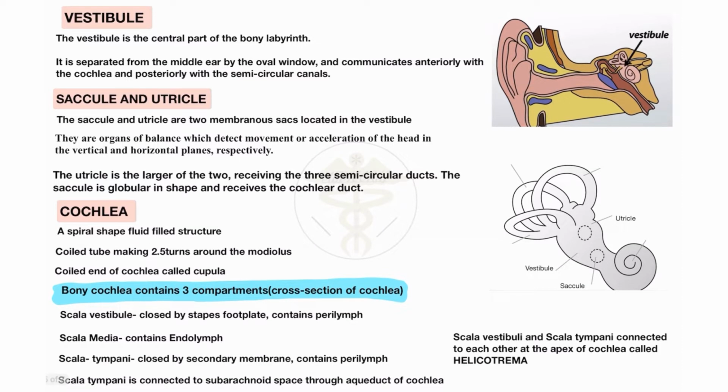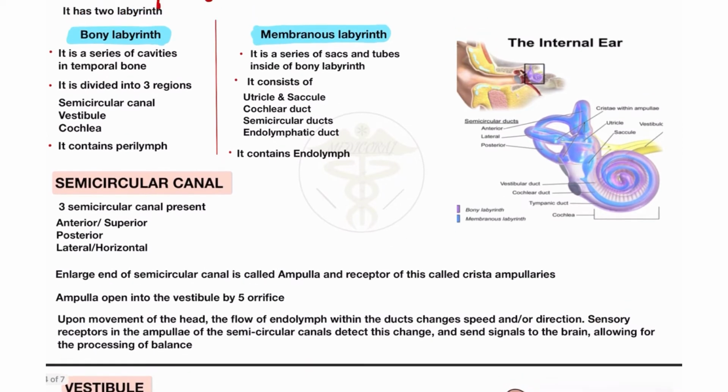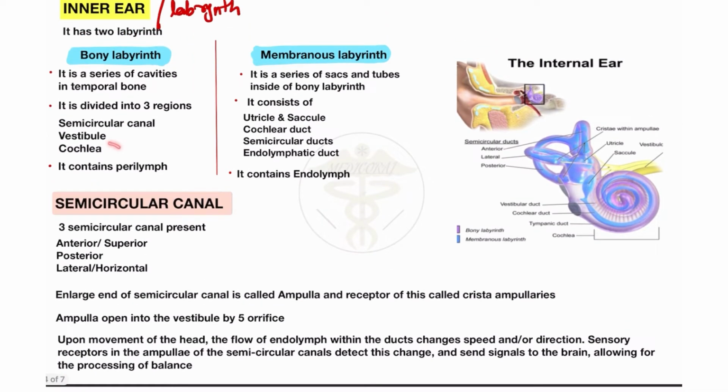I will also explain the mechanism of balance. Now the saccule and utricle. First, saccule and utricle are the membranous part. I will try to explain the saccule and utricle, and after that I will explain the cochlea, because the cochlea is a large portion, and the saccule and utricle have the same function as the vestibule and the semicircular canal. So first I will explain the saccule and utricle, then the cochlea.